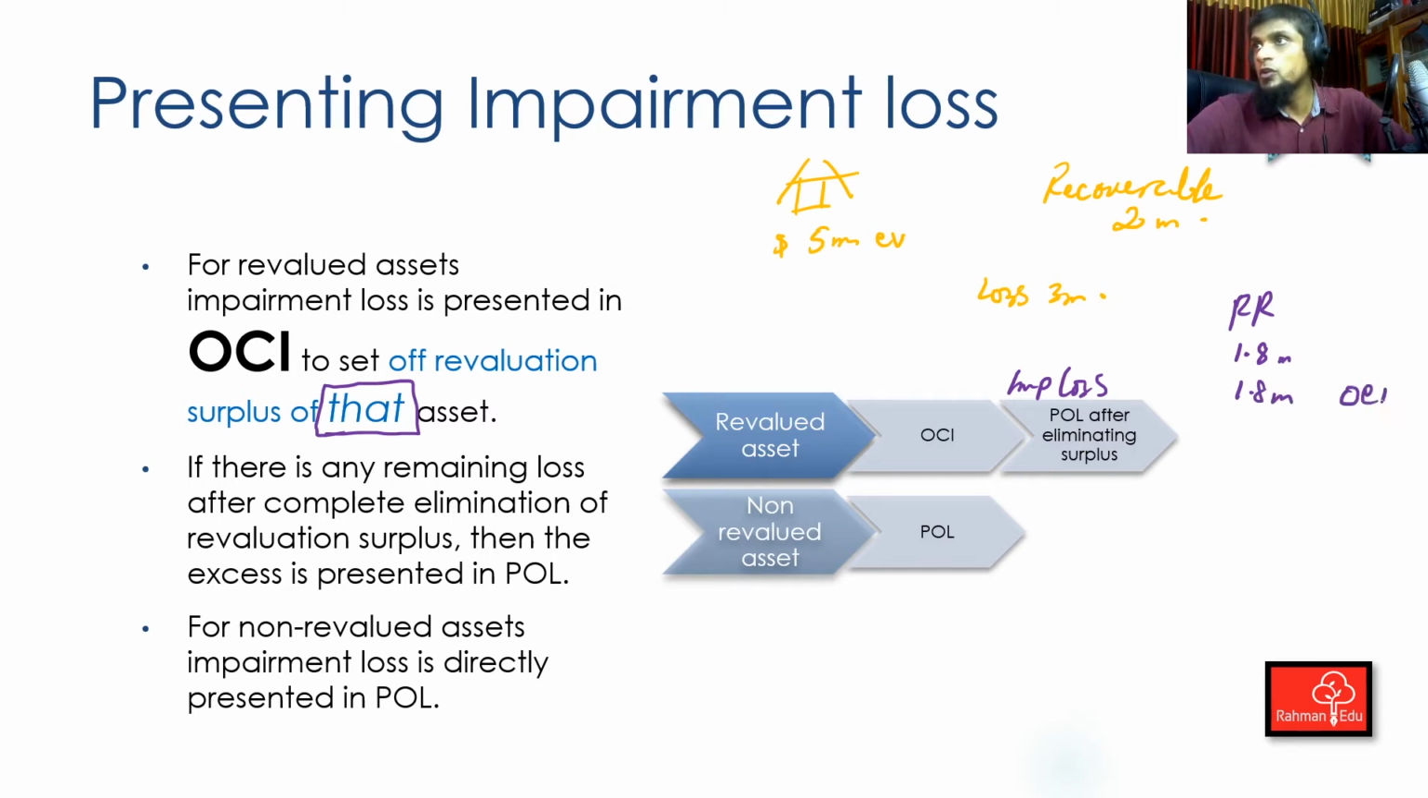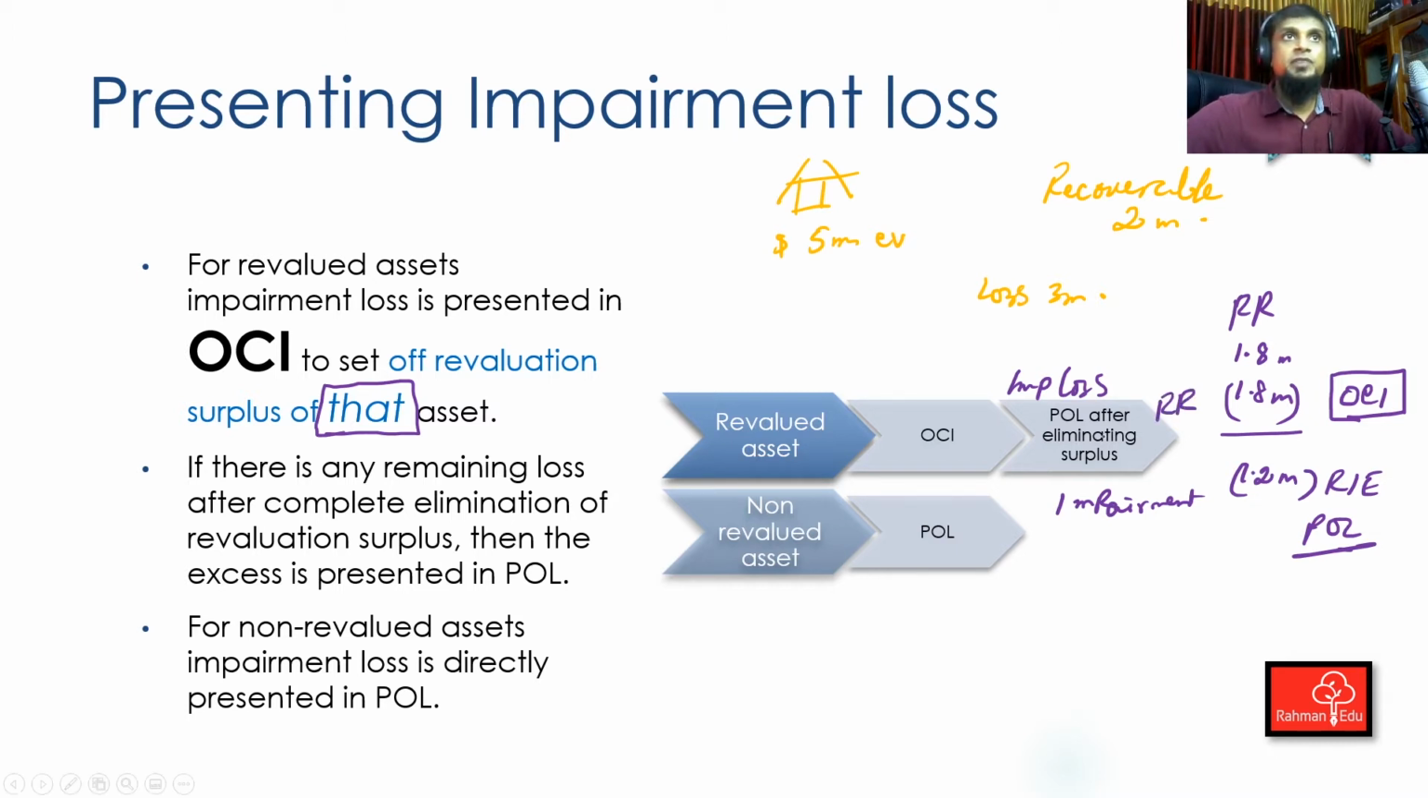This goes through the other comprehensive income section of your statement of financial performance, and we still have $1.2 million of loss to charge. That $1.2 million will go to retained earnings as an impairment that goes through profit or loss, and the other part goes to the revaluation reserve. Hope that makes sense to you guys. If it doesn't make sense, tell me.